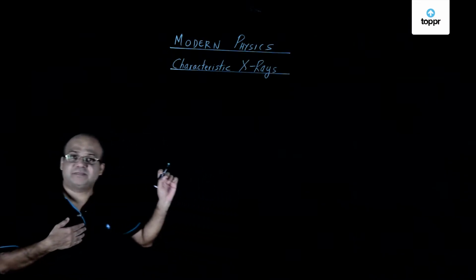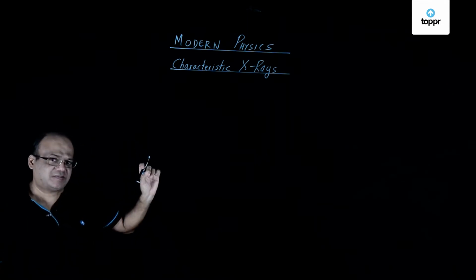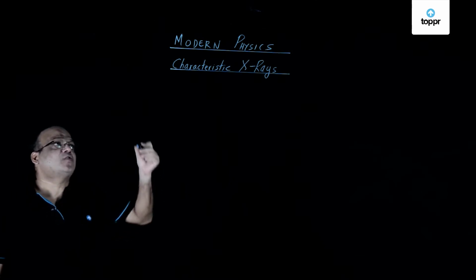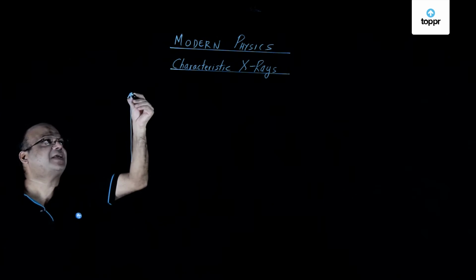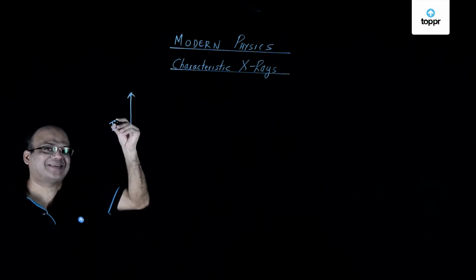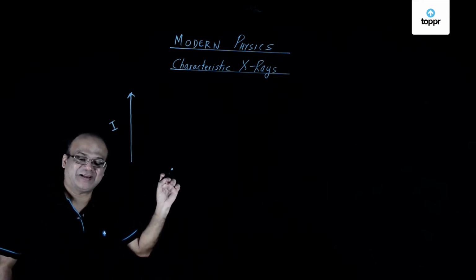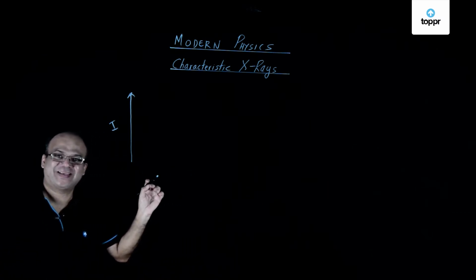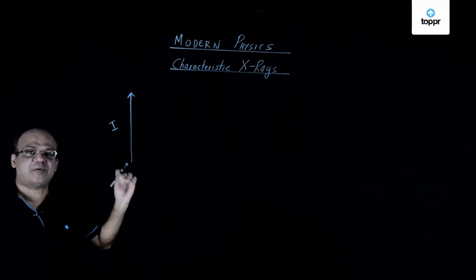In this lesson, we are going to learn about characteristic X-rays. When we make a graph of intensity of emitted X-ray, what is intensity? Intensity, brightness, very good, but what is intensity? Intensity is energy per unit area per unit time.